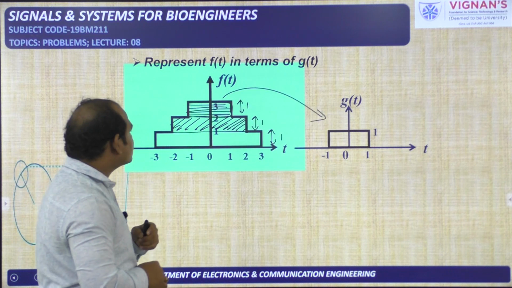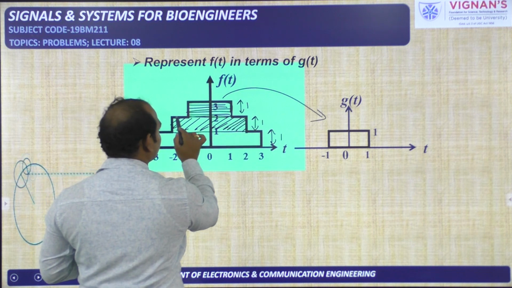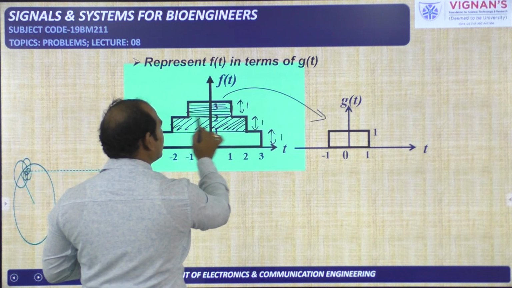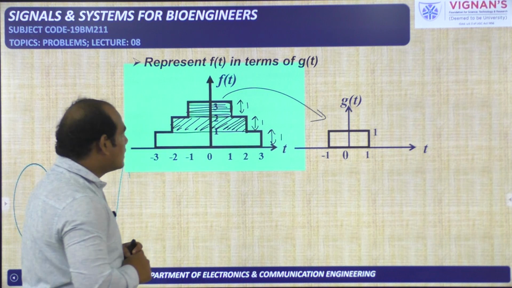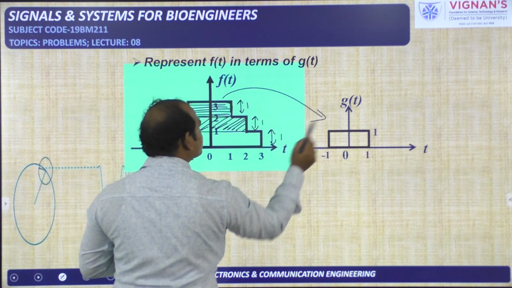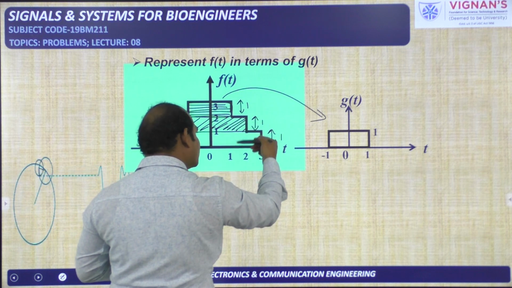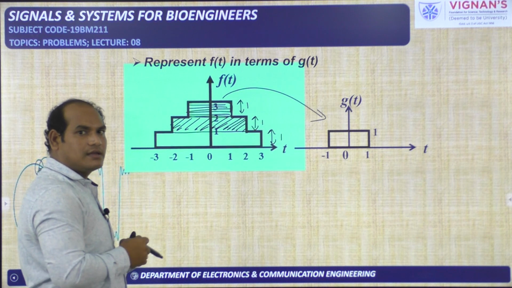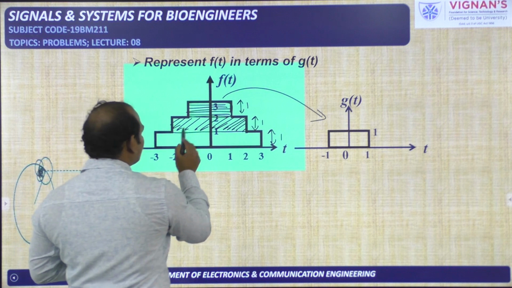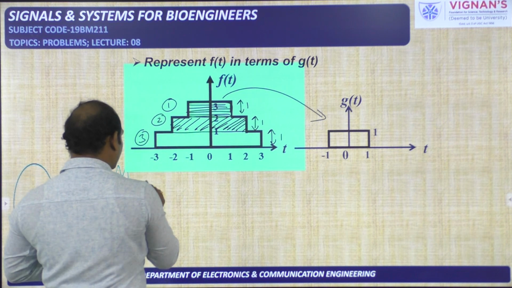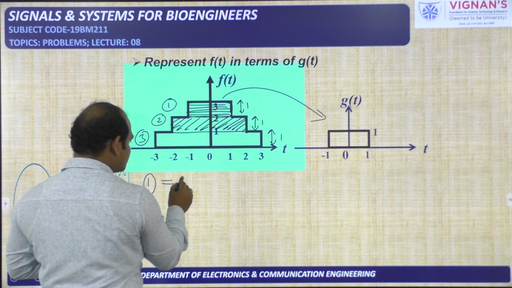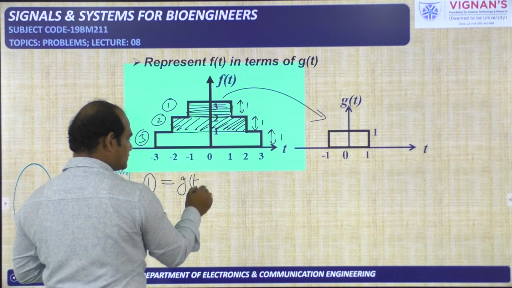Now you think about this. How to get this particular rectangle pulse? Or how to get this particular rectangle pulse? Okay. So one is over. This is nothing but this one. If you add that one with this and then with this, you will get the total f of t signal. Now you see, this is first one I am taking, this is second one, this is third one. So first one is equal to g of t as it is, no doubt.